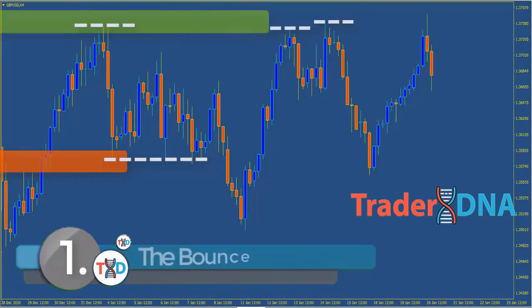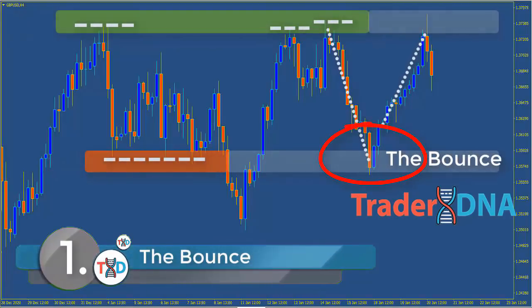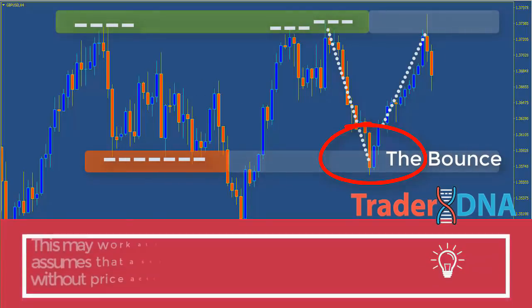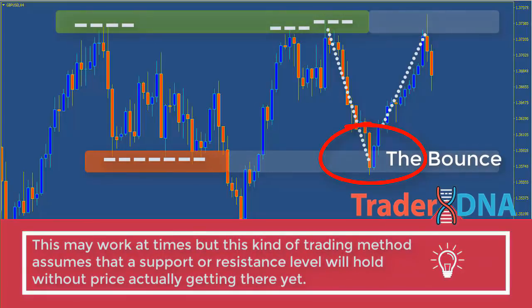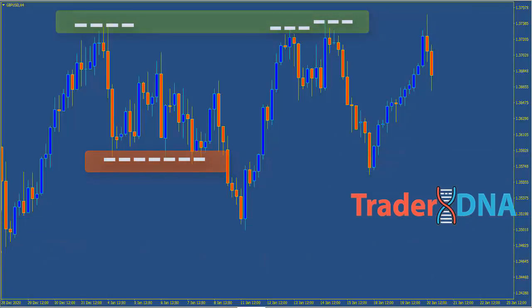First, the bounce. As the name suggests, one method of trading support and resistance levels is right after the bounce. Many novice traders make the error of setting their orders directly on support and resistance levels, and then just waiting for their trade to materialize. Sure, this may work at times, but this kind of trading method assumes that a support or resistance level will hold without price actually getting there yet. You might be thinking, why don't I just set an entry order right on the line? That way, I am assured the best possible price.